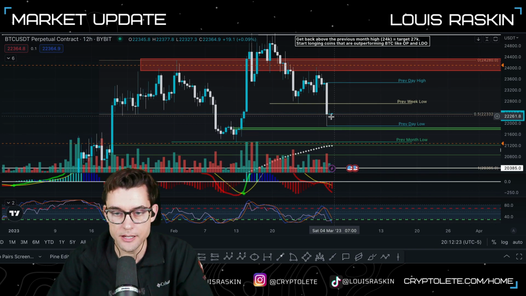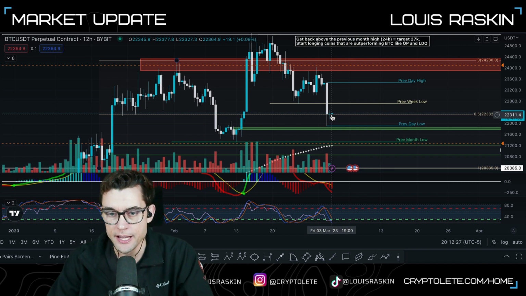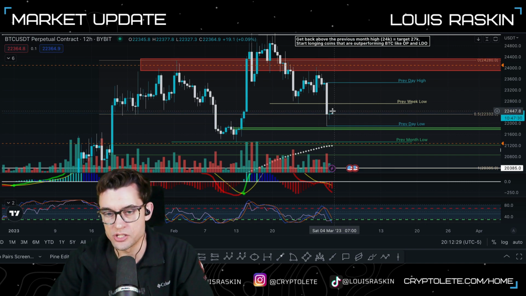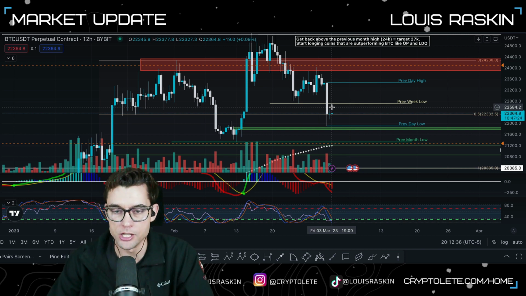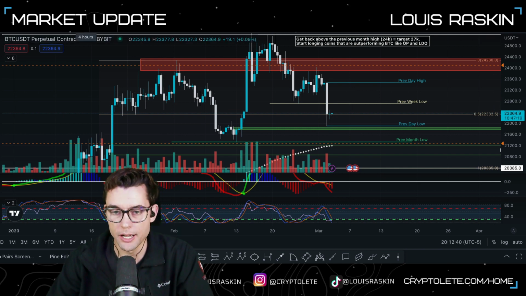So if this candle right here, which just started, has 10 more hours, and it closes bullish, somewhat bullish, say somewhere up here, that would be really, really good. That would be bullish, and I would just look for longs. I would be much more inclined to look for longs from where we are right now.